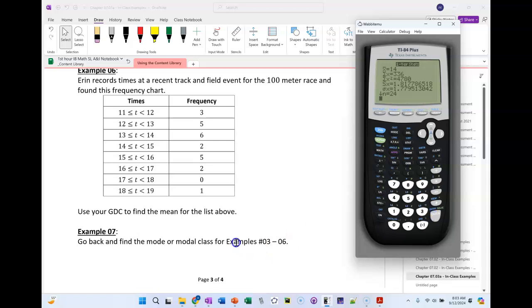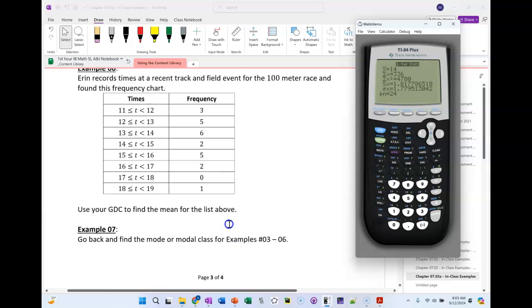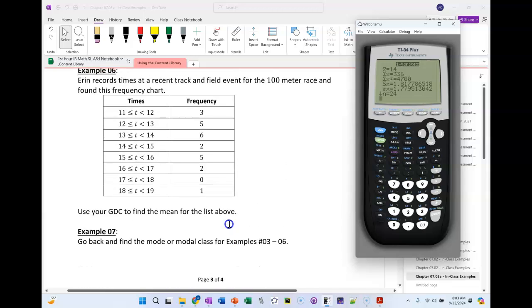Did you guys get 14? Nice. What would the mode or modal class be for this example 6? The mode or modal class. Yeah, 13 to 14 would be the modal class, right? Since it's not a single value, it's a class of values. And you can tell just because it has the highest frequency.